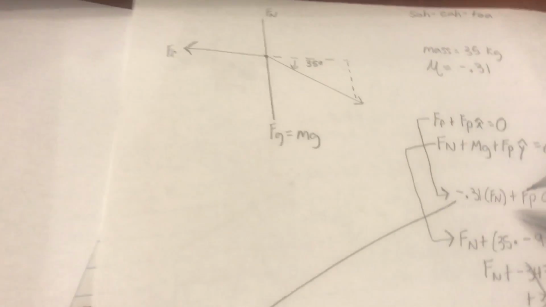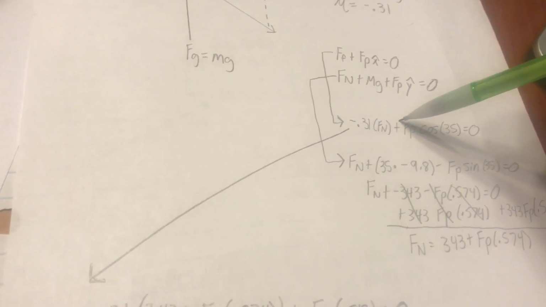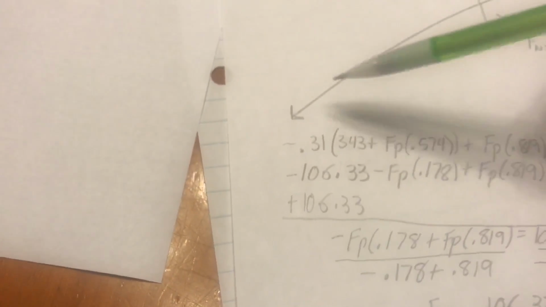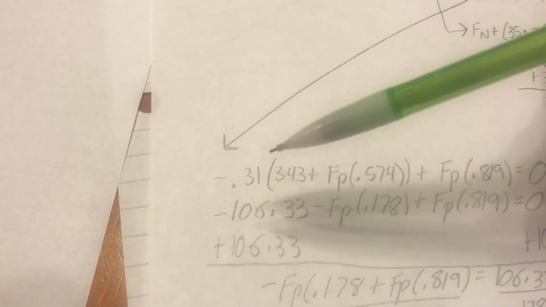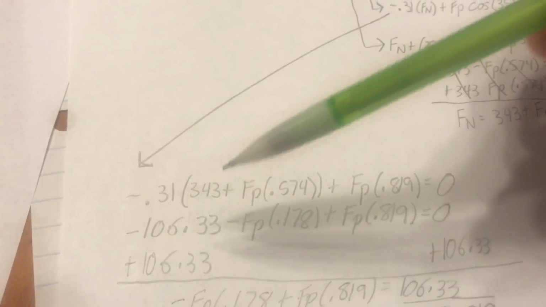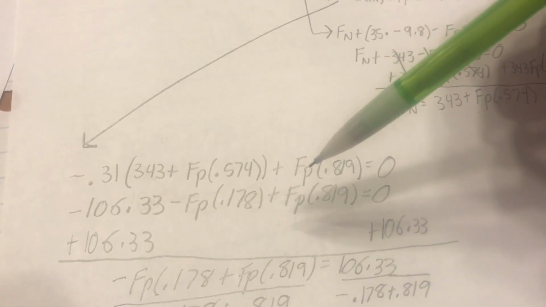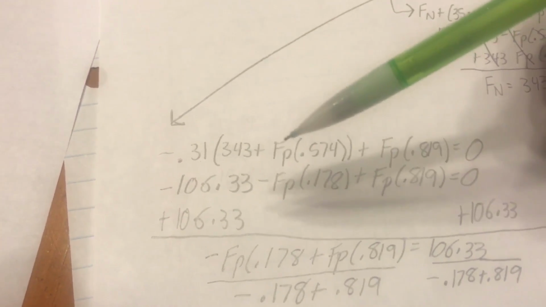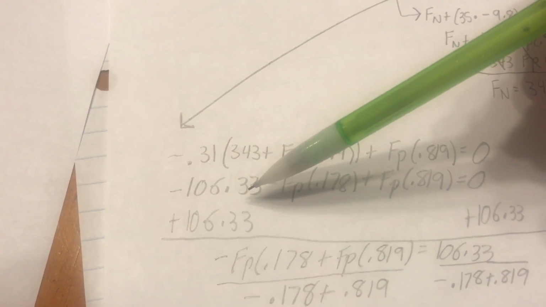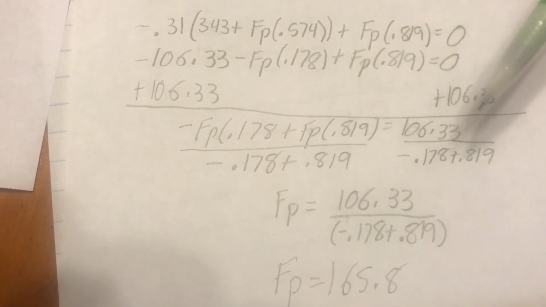Then I took what I knew from this equation, my second x equation, and I plugged in F_n into it, which gave me negative 0.31 times 343 plus F_P 0.574 plus F_P 0.819 equals 0. After I distributed, I came up with this number. I added it to both sides, and it gave me this.